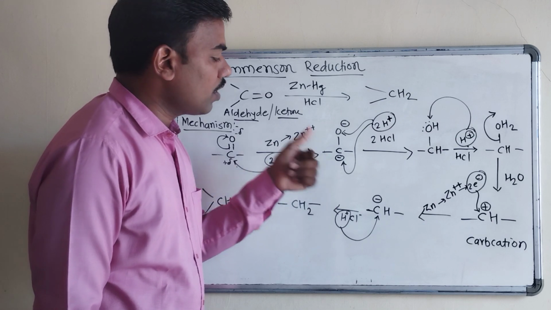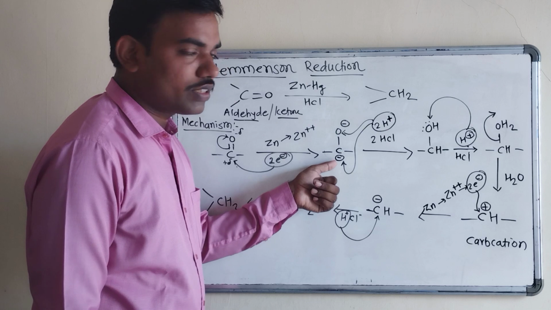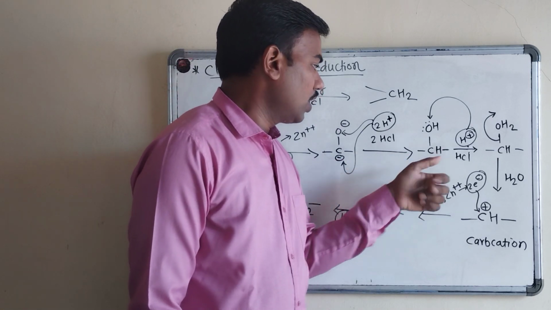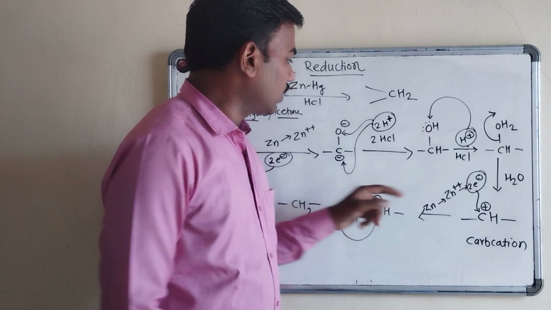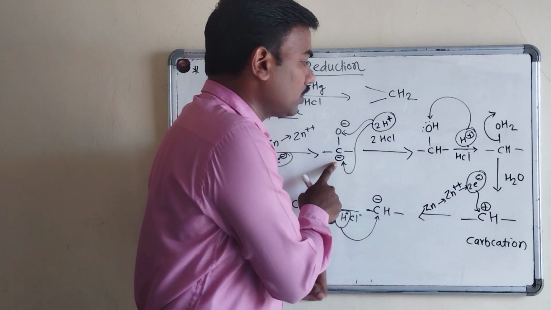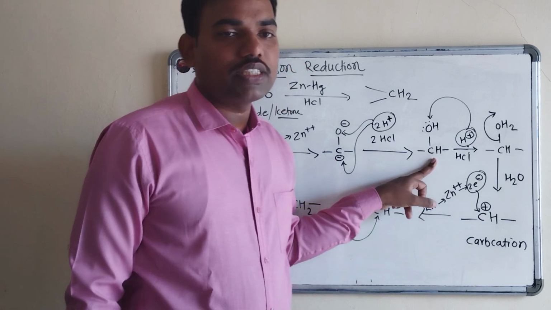Due to that what will happen? This carbon loses this negative charge. So we will get this structure CH single bond OH. So one H is getting attached here and one H is getting attached here. So we will get this structure.